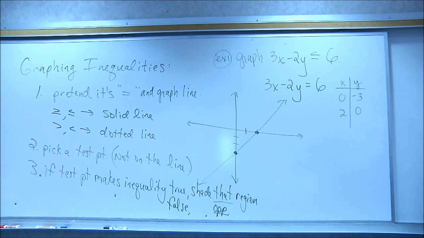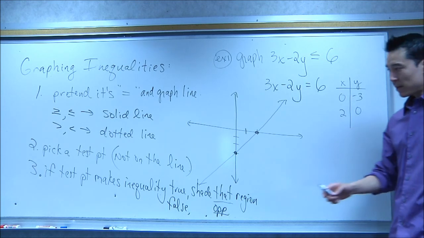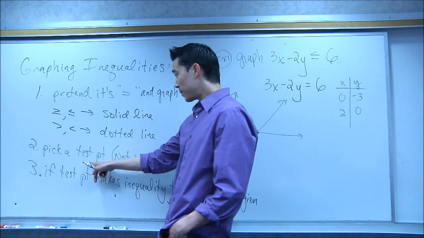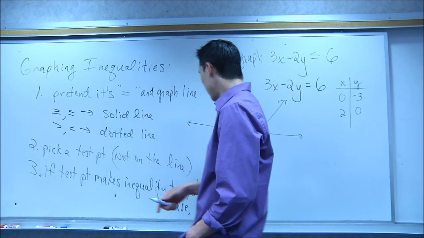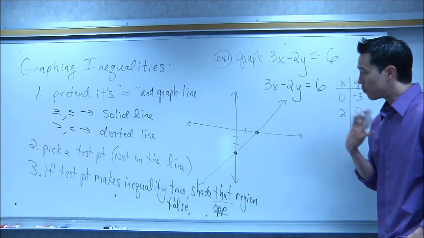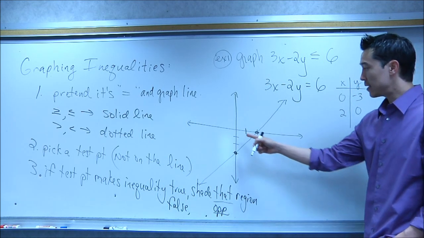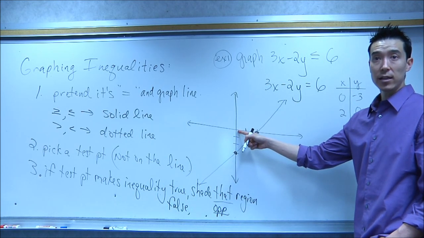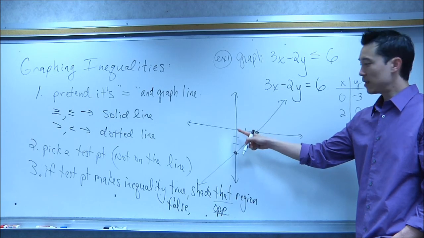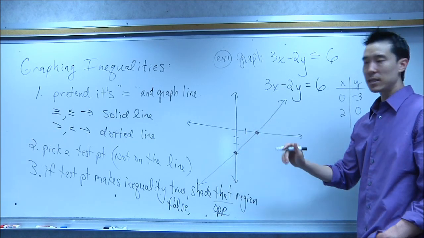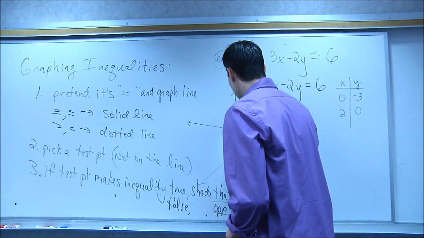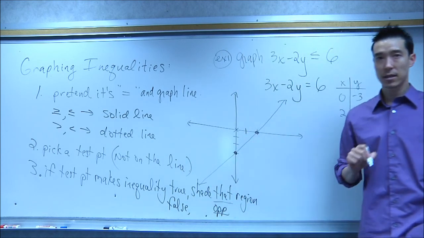I have finished steps 1 and 2 for this problem. Nothing difficult, I'm just following the steps. Step number two, we're gonna pick a test point, not on the line. My recommendation to you guys is if the point 0, 0 is available, pick 0, 0, as long as it's not on this line. 0, 0 is always a good one to pick. So I'm gonna put a little X mark right here. 0, 0 is gonna be my test point.